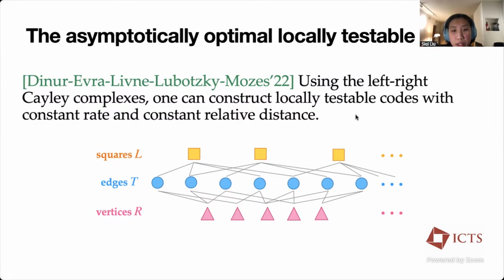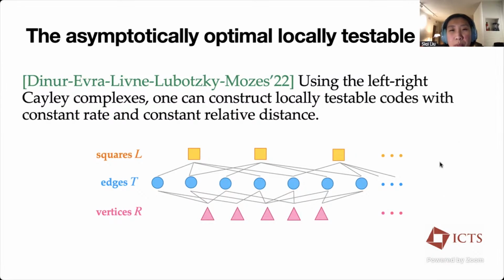So in this construction, what they do is they actually use the tensor code structure. They use this graph as the G, and then they find proper choices of C0 so that they can actually get constant rate and constant relative distance. Both of these are obtained in the black box way that we talked about at the beginning. So they're able to choose a local code that has pretty good rate, and also they're able to construct such a left-right Cayley complex with really good expansion property.